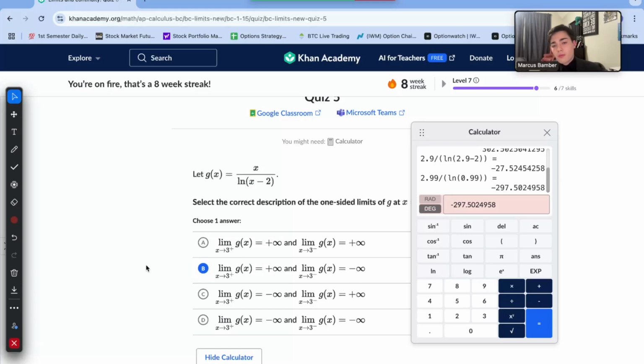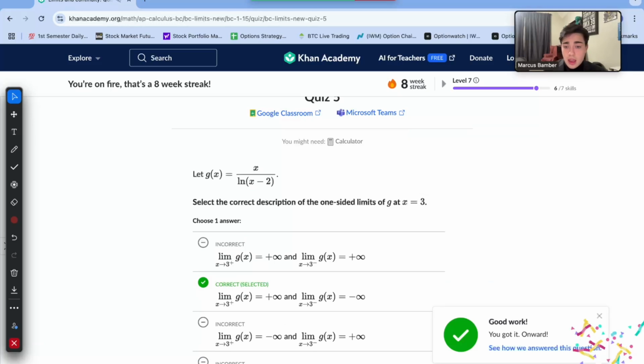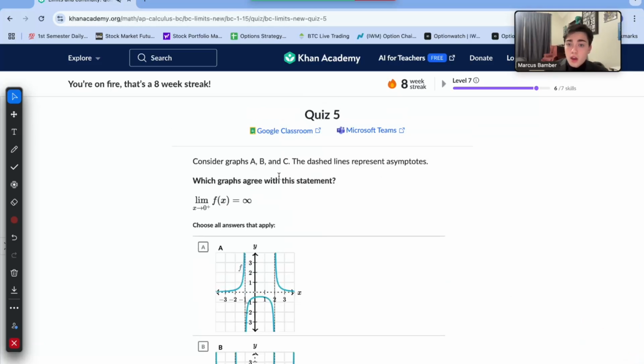As we approach 3 from the right, we approach positive infinity. As we approach 3 from the left, we approach negative infinity. Answer choice B is the correct answer.